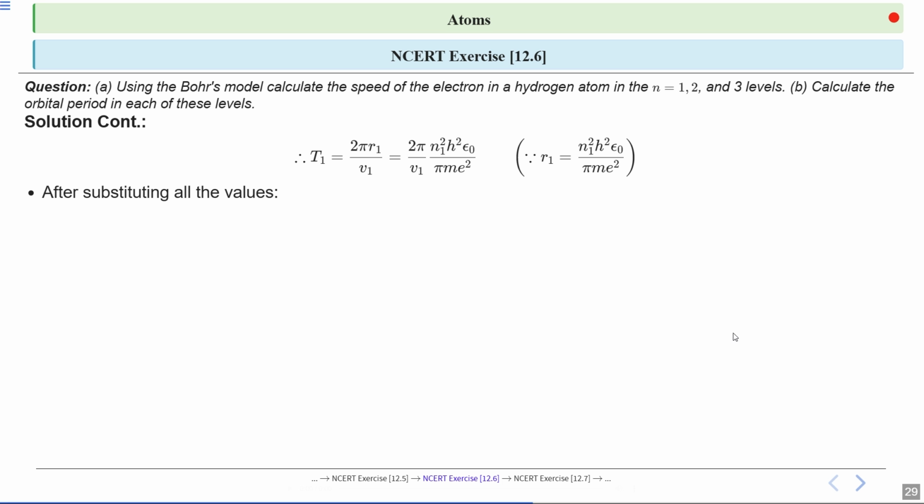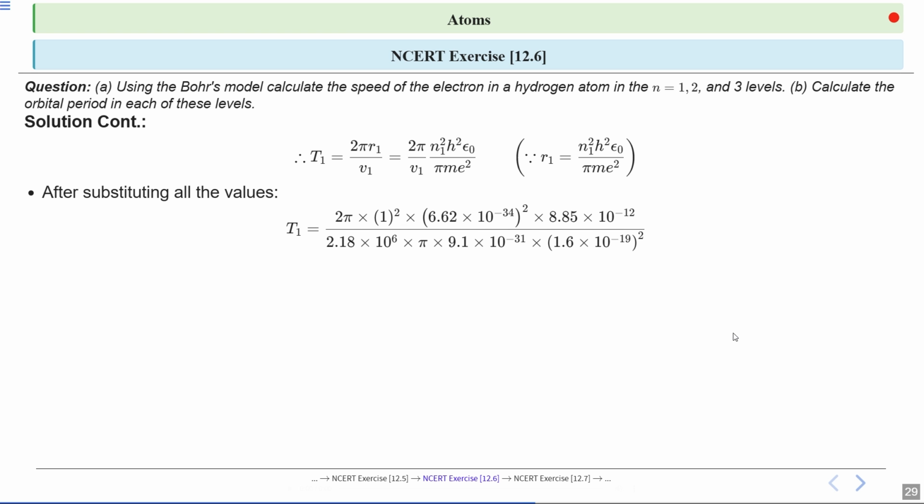Let's substitute the actual values of these constants into our formula. This step is important because it allows us to calculate the numerical value for the orbital period. We will use the standard values for h, epsilon naught, m and e and plug them into the equation we just discussed. Here is the full substitution with numbers.